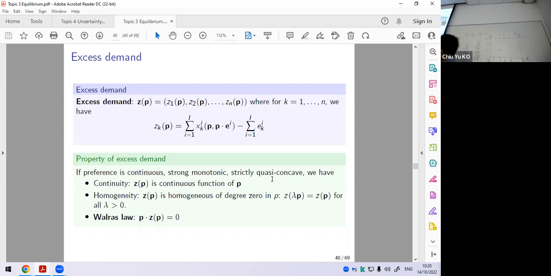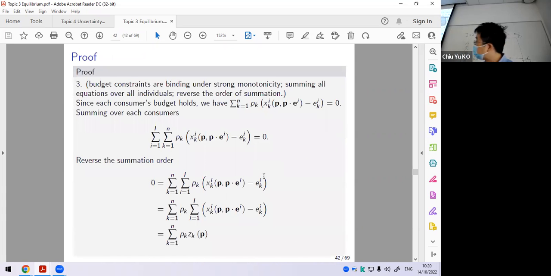And Walras' law comes from nothing but the summation idea and the budget constraint. The budget constraint implies that everyone exhausts the total value of the budget. The value is exhausted, so summing over everyone, the excess demand also exhausts. That is the main idea.